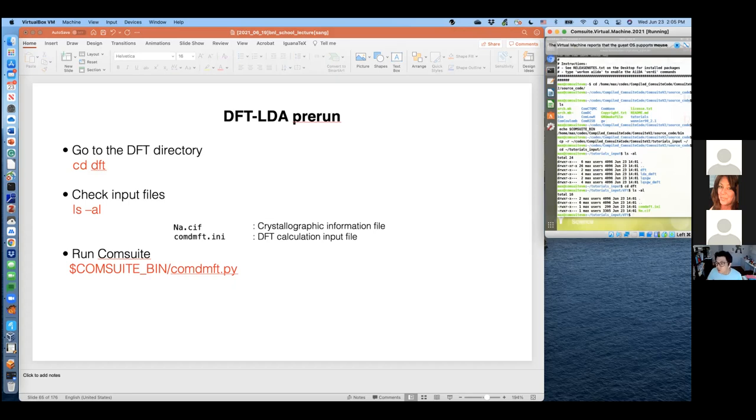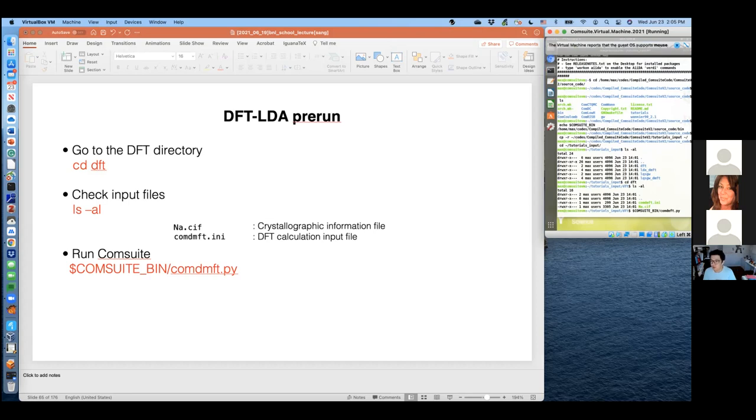Then we have one input file for the FlapMPPT DFT run, whose name is comdmft.ini, and we have a crystallographic information file, which just tells us what the crystal structure of the material we are interested in looks like. We have these two input files only, and let's run it by typing this command, comdmft.